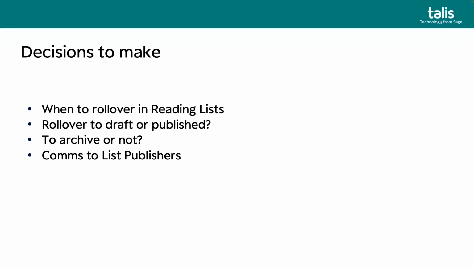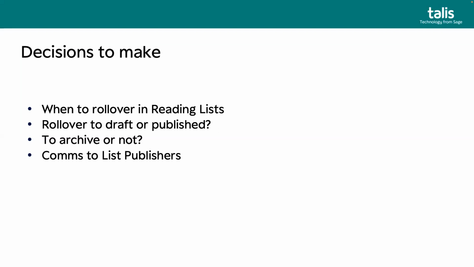However, if you're rolling over quite early in the summer, there might be an argument to be made that you shouldn't archive the list at the point of rollover because you still may have students using them. They may want access to them during the exam period. They may want access to them in July or August if they are doing resits. So again, it's really sort of what you feel most comfortable with.